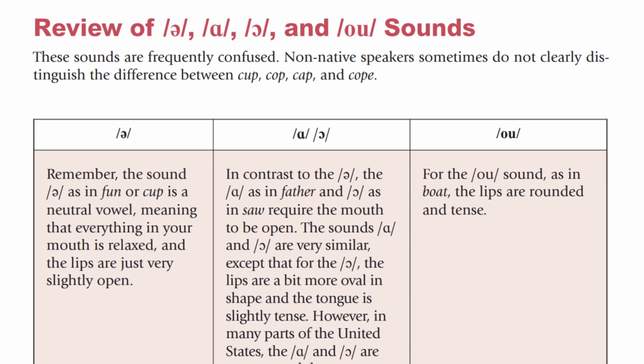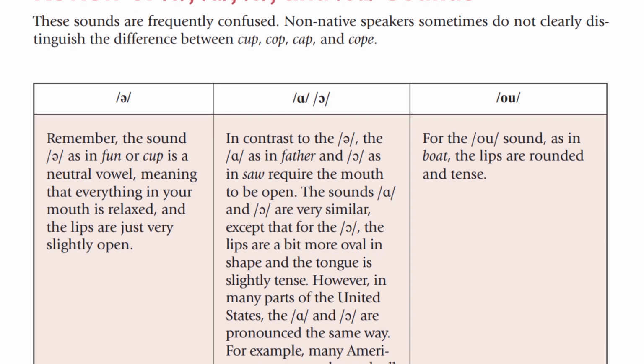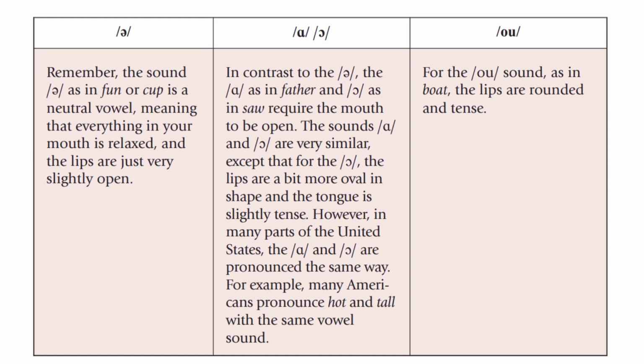The ɑ and the aw sounds. In contrast to the ʌ, the ɑ and the aw sounds, as in father and saw, require the mouth to be open. ɑ and aw are very similar sounds, except for the aw, the lips are a little bit more oval in shape and the tongue is slightly tense. However, in many parts of the United States, the ɑ and aw are pronounced the same. For example, many Americans pronounce hot and tall with the same vowel sound. The o sound. For the o sound, as in boat, the lips are rounded and tense.